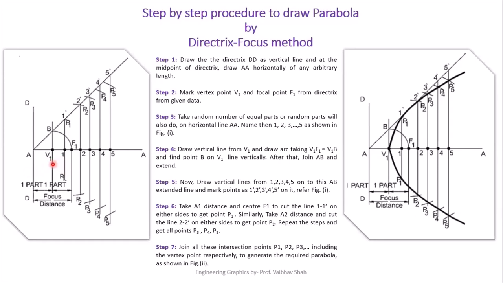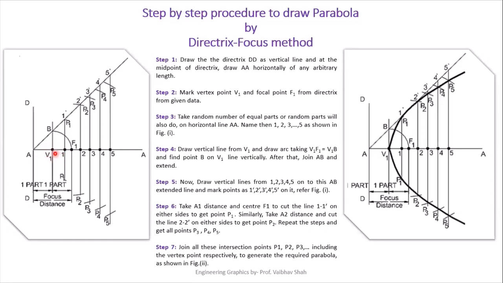Which means that the distance between your focal point and vertex, and vertex to your directrix, would be of similar dimension, because the eccentricity of this parabola is one. That says that eccentricity is equal to F1V1 by V1A, which is equal to 1. If the ratio of F1V1 by V1A is 1, that means that the dimension of F1V1 is exactly equal to the dimension of V1A. So we'll locate this V1 point at the exact center of this F1A line.